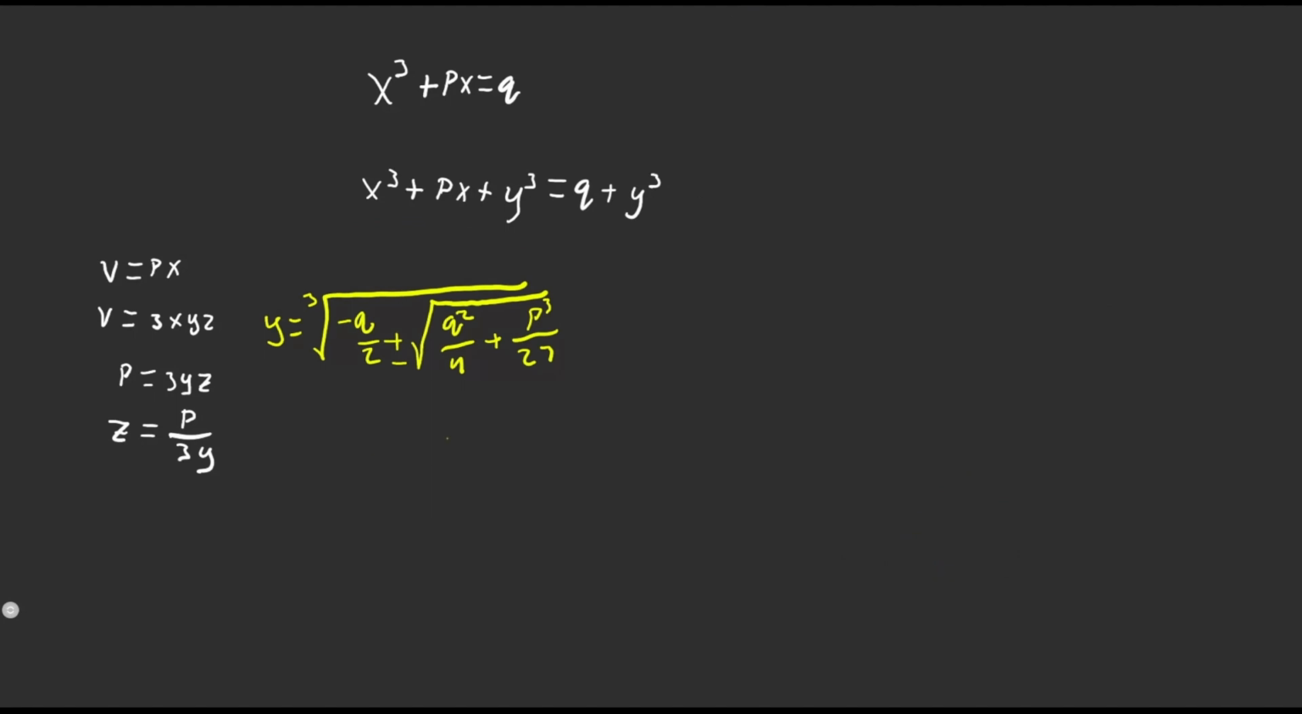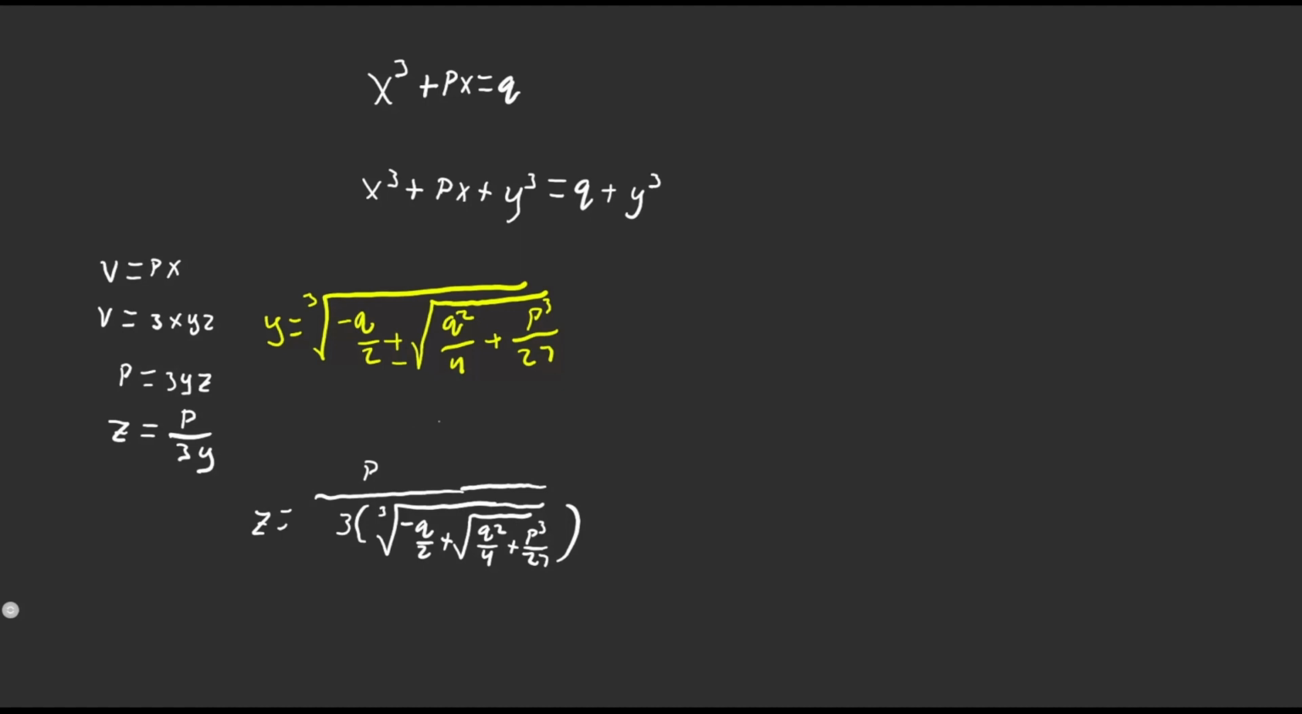Now we will replace z with p over 3y, where we will get z is equal to p over 3 times the cube root of negative q over 2 plus the square root of q squared over 4 plus p cubed over 27. So that is what z is equal to.